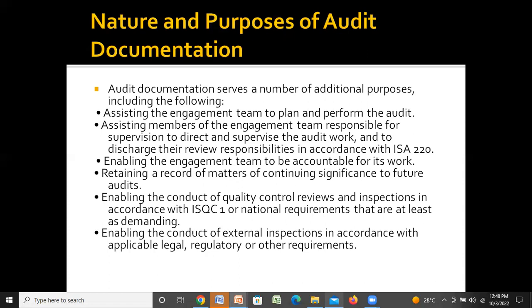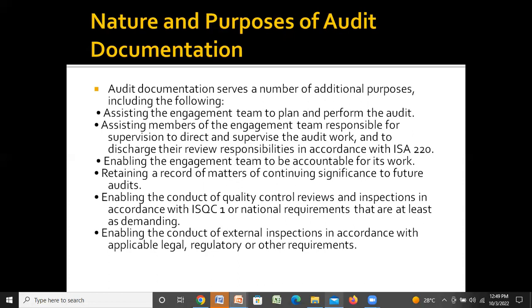Enabling the engagement team to be accountable for its work. So we have documented by, reviewed by, authorized by, everything is documented. So it helps us to be able to track who did what in the course of the audit. Retaining a record on matters of continued significance with future audits.